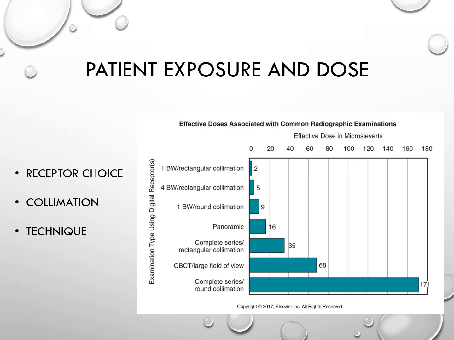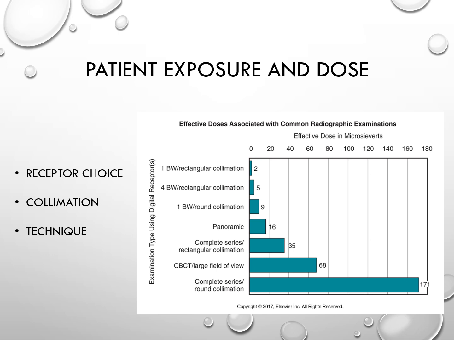All right, and then patient exposure and dose. So here we're talking about the different things that we do in the dental office to reduce the patient's exposure and dose. The 3 main things that I really want you to take from this are the receptor choice, which is the difference between F speed or D speed film and digital radiographs, and the collimation. Rectangular collimation is somewhere between 60 to 70% less radiation absorbed by the individual than round collimation.